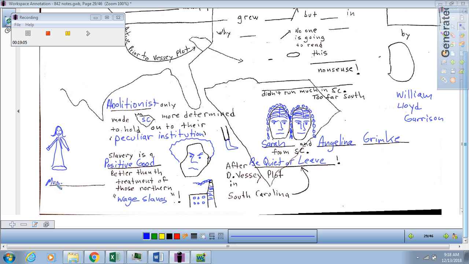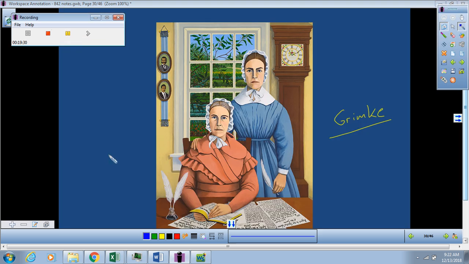Once again, I name my Southern slave-owning lady Mrs. Headright, because it was the Headright system that led to the establishment of large plantations. Let's see a real picture of Sarah and Angelina Grimke, or at least a period drawing. So here are the Grimke sisters from South Carolina. We drew a generic drawing and we tried to draw the little bonnets, but I could probably do better.